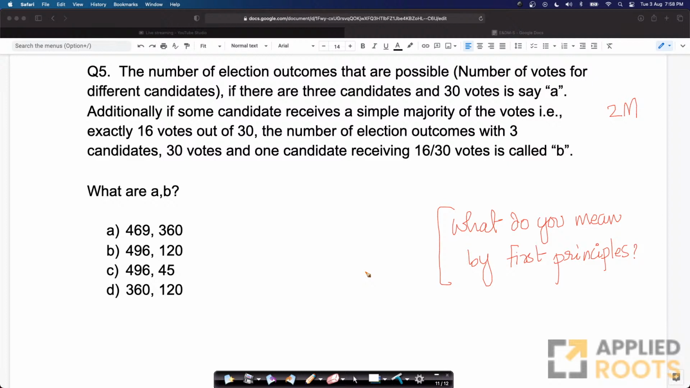Yes, so there is a question here. Is it compulsory for all voters to vote? Yes. Because it says that there are 30 votes, right? So which means these 30 people have voted.